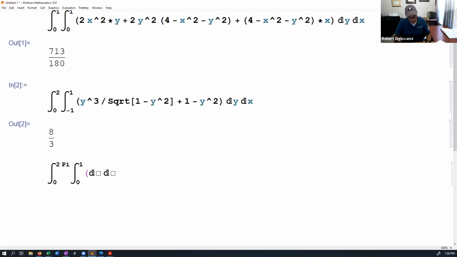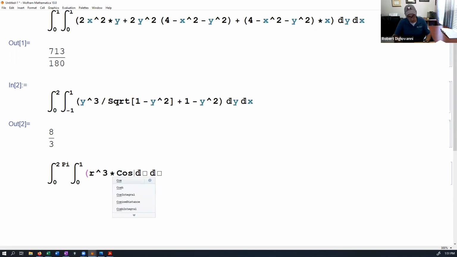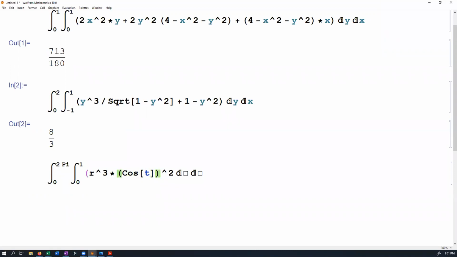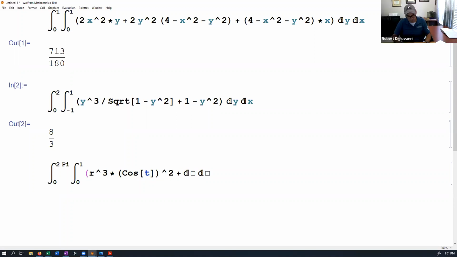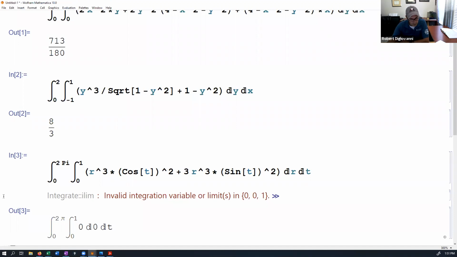What was it going to be? It's going to be r cubed times cosine theta, but I need to square that, I think. And then it was plus 3r cubed times the sine theta squared, dr dt. What happened?